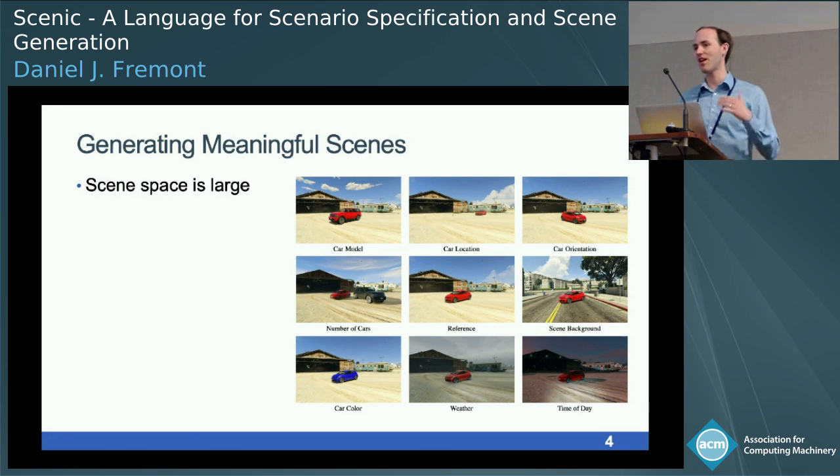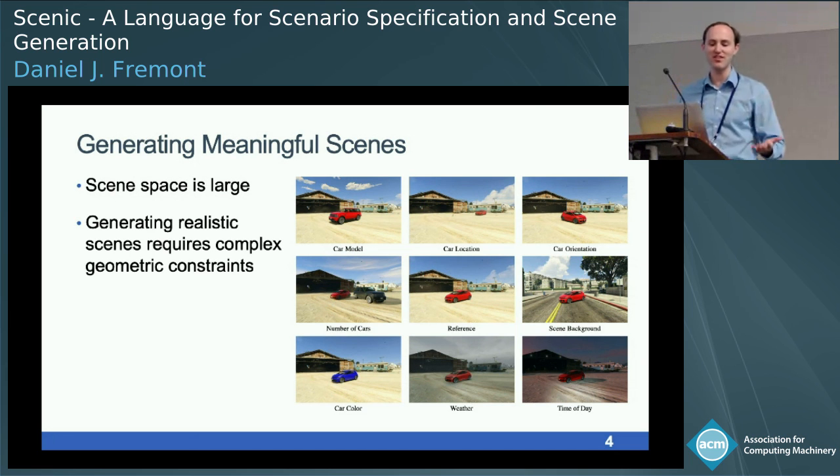And furthermore, if you sampled that space at random, you would get meaningless scenes. If you position 12 cars at random on a road, some might intersect each other, some will be facing backwards, and so forth. Whereas generating realistic scenes requires complex geometric constraints. So for example, people typically drive in lanes. They may deviate in certain ways, but only some of the time, and so forth.